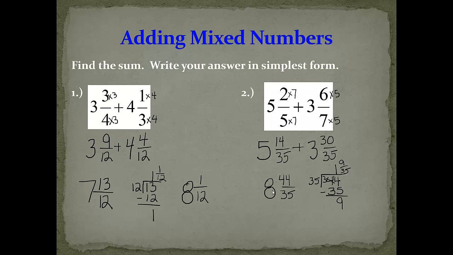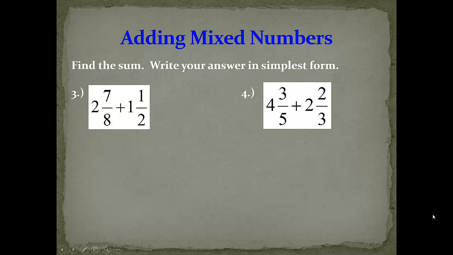We can't forget that we had 8 as our whole number for our mixed number earlier. Now we have 1 as our whole number. So we need to add the 8 plus the 1, and we'll get 9. And then we also have the fraction, which was 9/35. So 8 and 44/35 would equal 9 and 9/35.